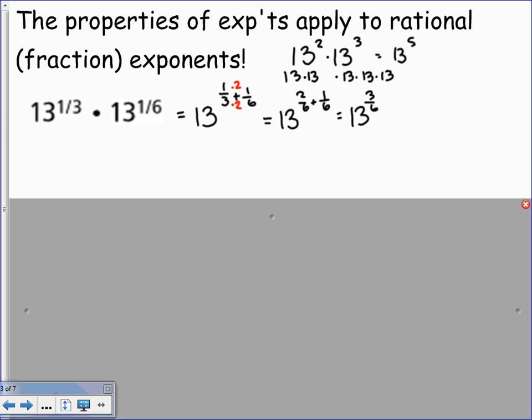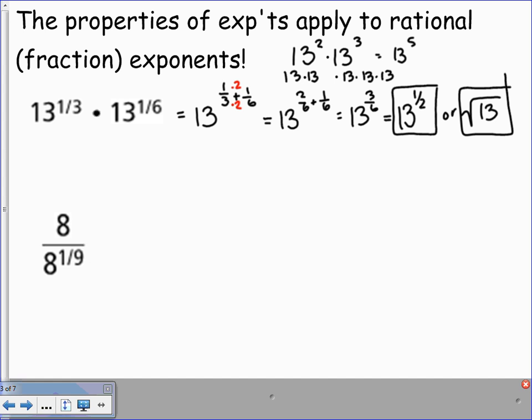I will want you on your quiz to go ahead and reduce that fraction. So 3/6 is really 1/2, and this is an okay answer. Some people might take 13 to the 1/2 and write it as the square root of 13. That's also totally fine, so I'll accept either answer. Everybody okay with that? Okay, so here's another example.